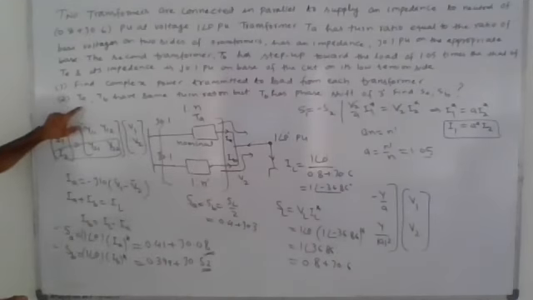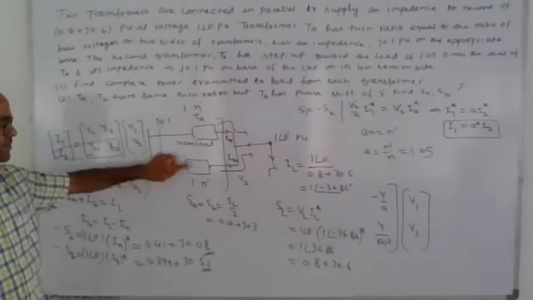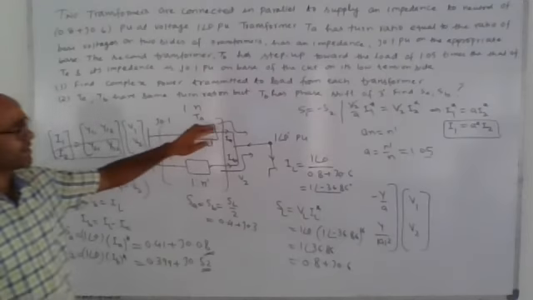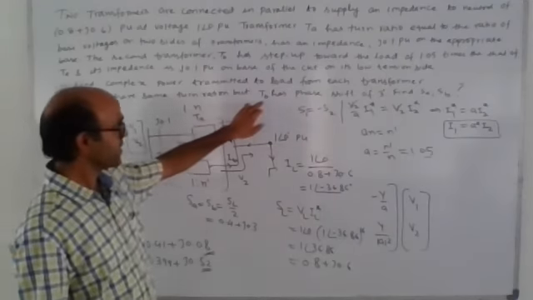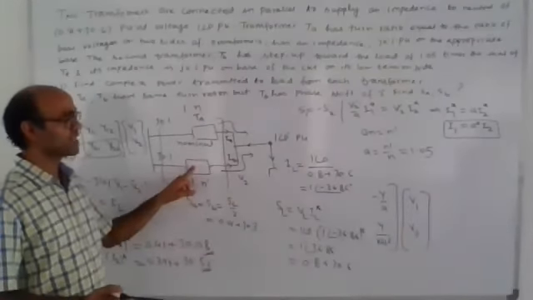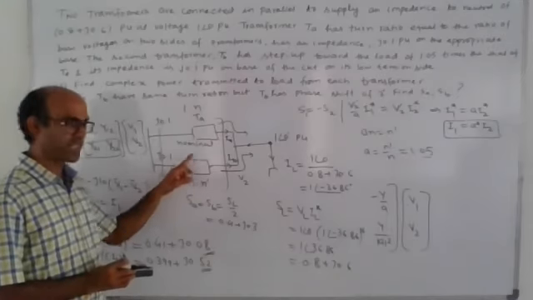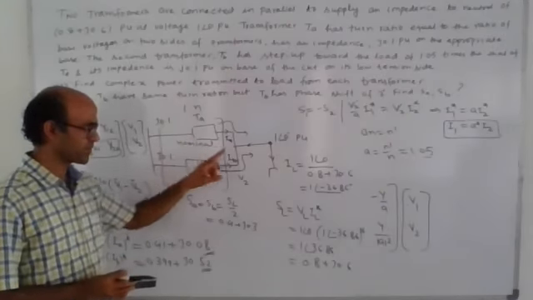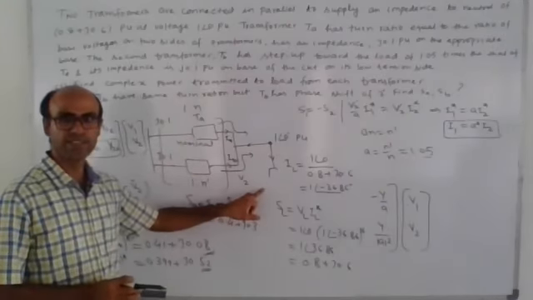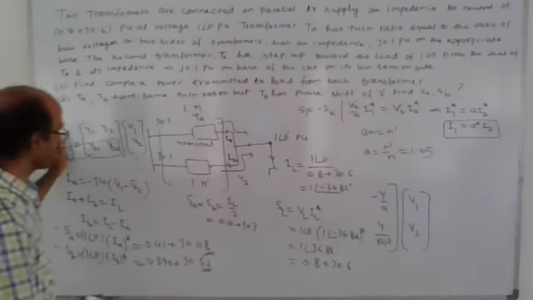Now the second question: if these two transformers have the same turn ratio, and the condition is that in TB we have introduced a phase shift of 3 degrees, then what is the power delivered by these two transformers to this load? That is the second question. So now we will solve the second question.